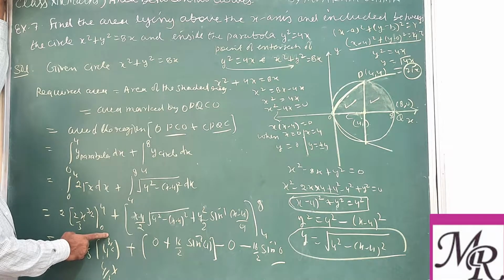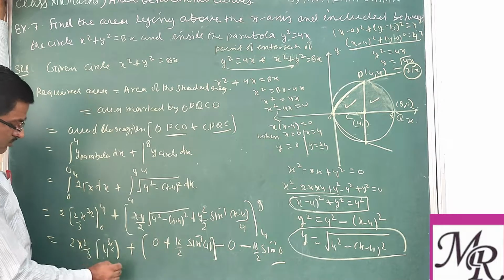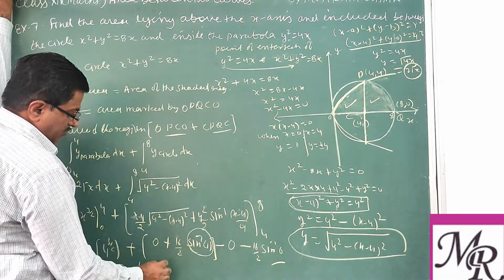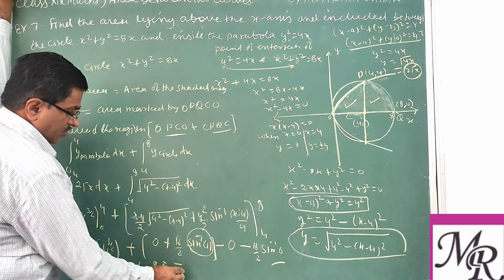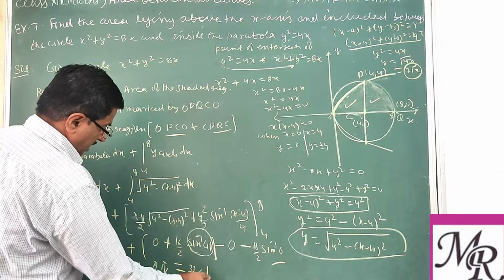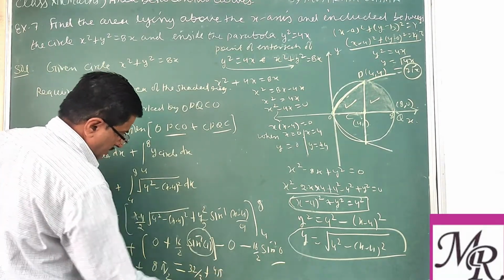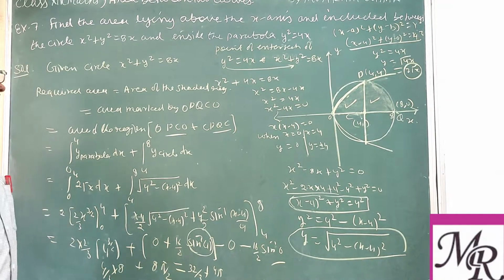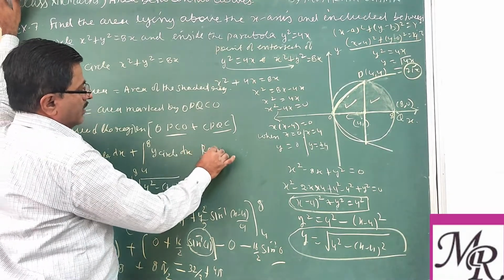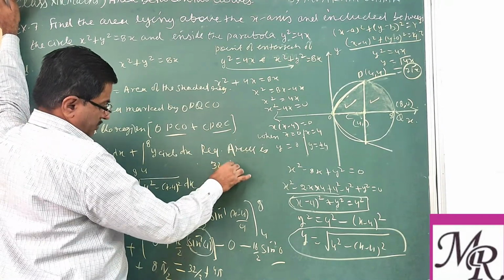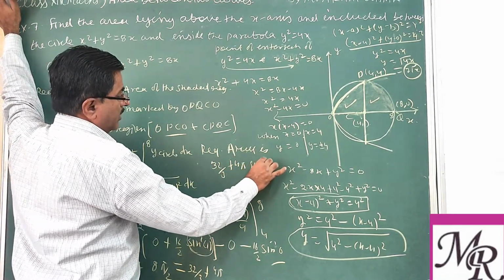You can add: 2 power 2 into 2 cancel, 2 power 3 is 8, plus 16 by 2 is 8, sin inverse 1 that is pi by 2. Other all are 0. So 4 into 8 is 32, so 32 by 3 plus 4 pi, divided by 2 cancels. So this is a very simple answer you get. So the required area is 32 by 3 plus 4 pi square units.